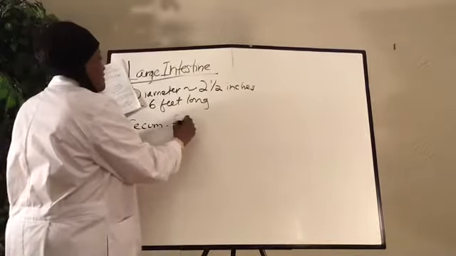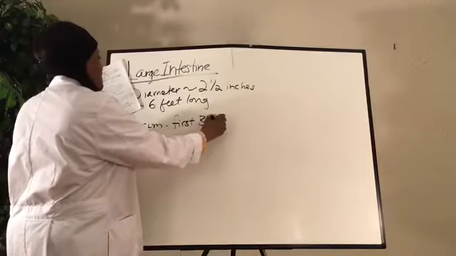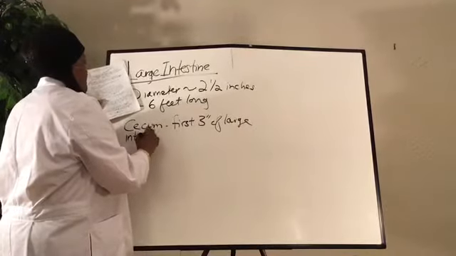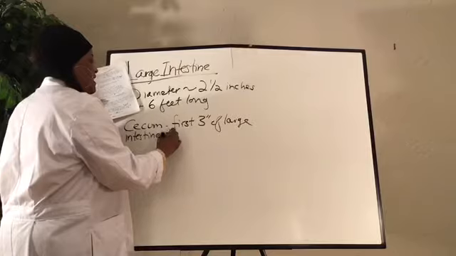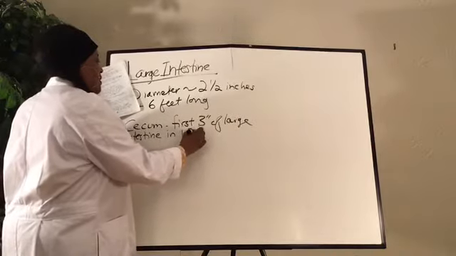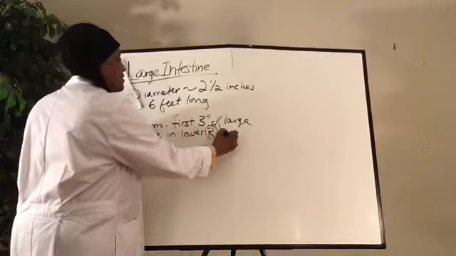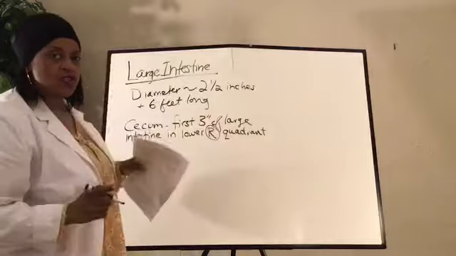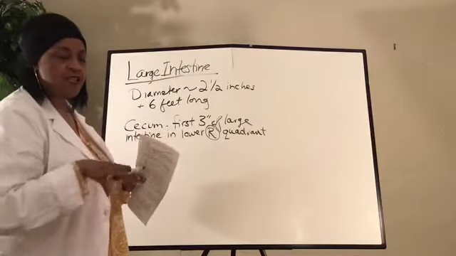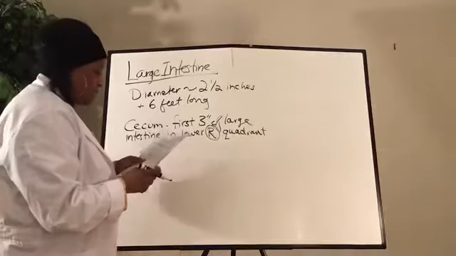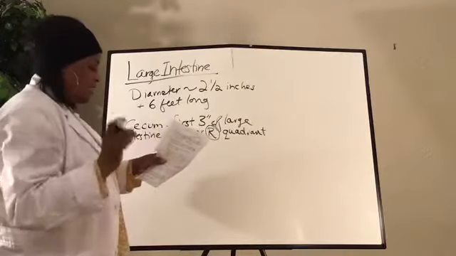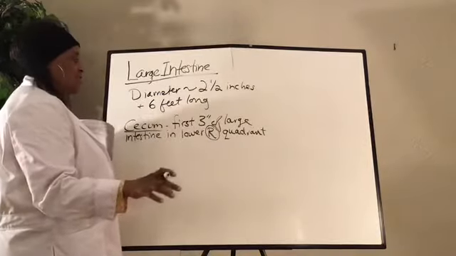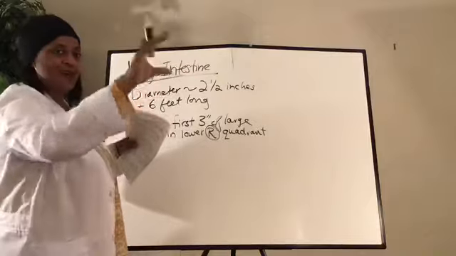This is the first 3 inches of the large intestine, and it's in the lower right quadrant. I have to remember to talk to you about quadrants before we get off of this subject, and I'll remember to do that. So the cecum is the first 3 inches of the large intestine, then we start going into the large intestine.